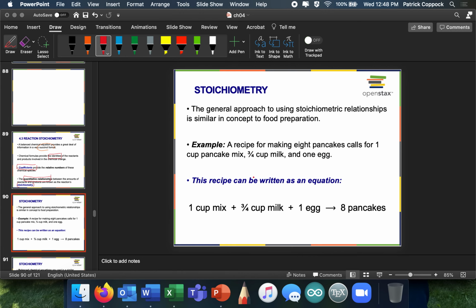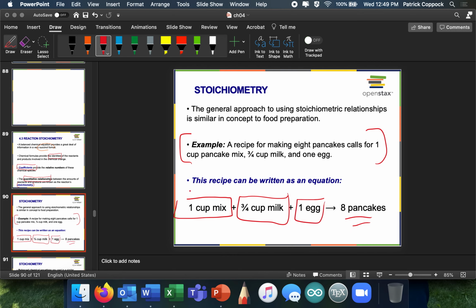The general approach to using stoichiometric relationships is similar to something you might see in, say, making food. Oftentimes when people talk about stoichiometry, they might think of things like a peanut butter and jelly sandwich, or bologna sandwiches, 2 pieces of cheese per sandwich, 2 pieces of bread per sandwich, and so on. But another example that's often used is a recipe for making pancakes. Okay, so let's look at this. A recipe for making 8 pancakes calls for 1 cup of pancake mix, 3/4 cup of milk, 1 egg, and that makes 8 pancakes, right?